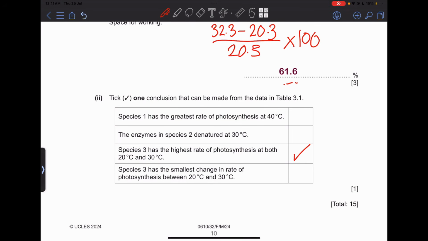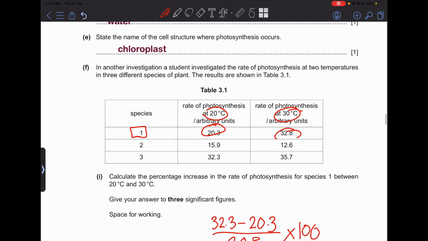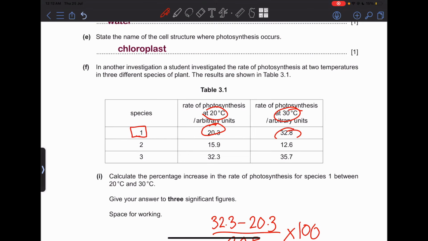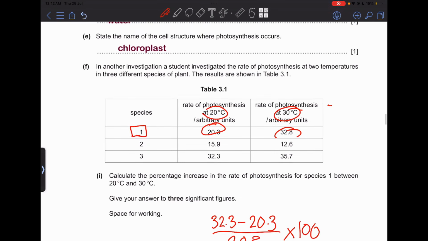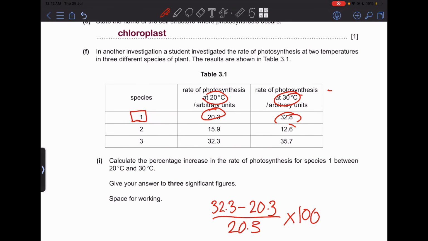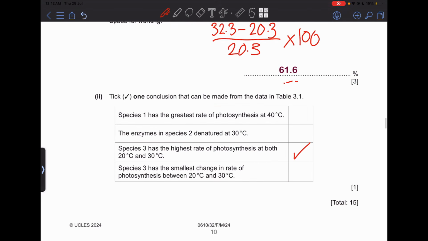Tick one conclusion that can be made from the data in table 3.1. Species 1 has the greatest rate of photosynthesis at 40 degrees. They didn't give us any data for 40 degrees, so this is not right. The enzymes in species 2 denatured at 30 degrees. Well, actually this is not correct. Denatured means that there is zero rate of photosynthesis and no reaction at all. There is nothing happening, and over here no denaturation occurred because there's still a rate of photosynthesis. There are still chemical reactions taking place, so this is not correct.